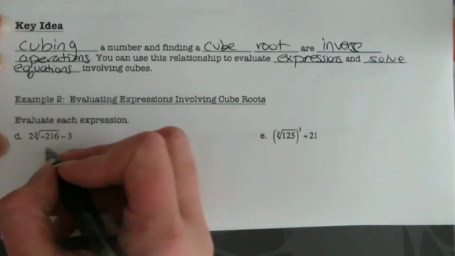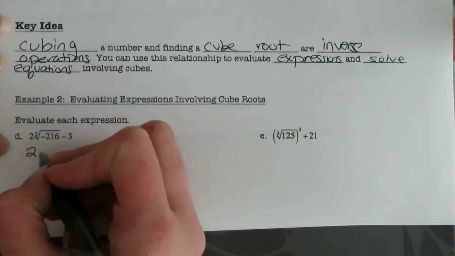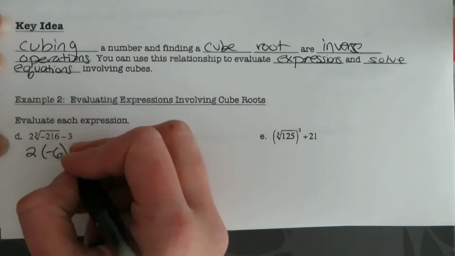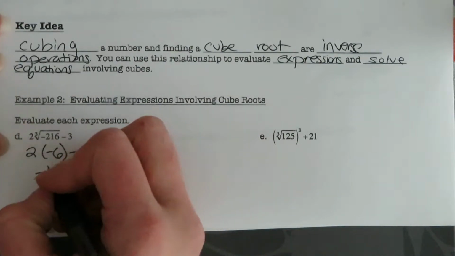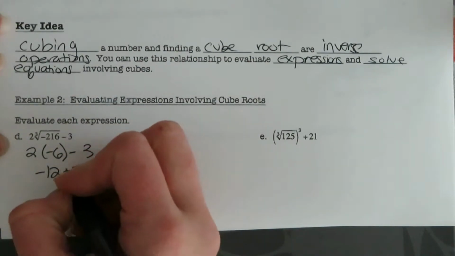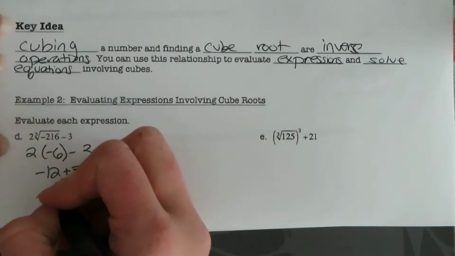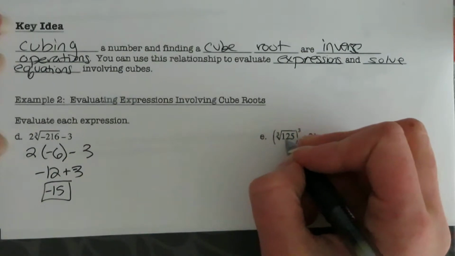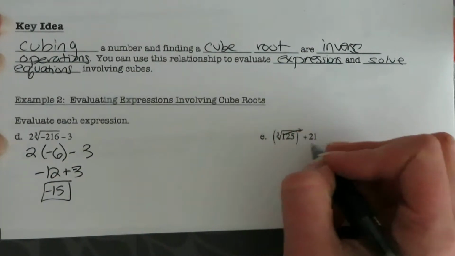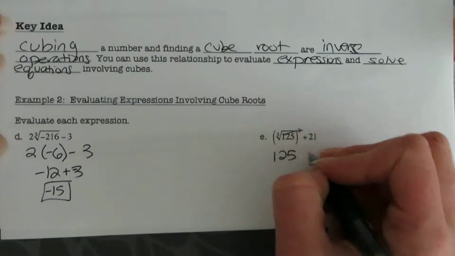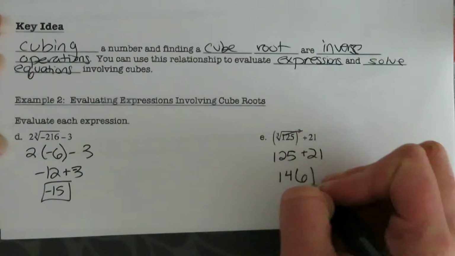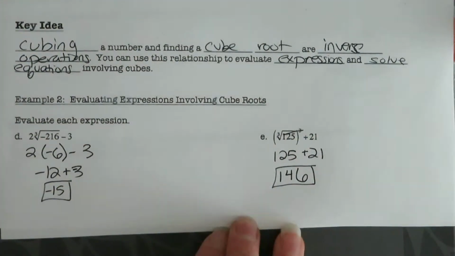We're going to evaluate this. Well, this is 2 times negative 6, because the cube root of negative 216 is negative 6, minus 3. That's negative 12 minus 3. So I'm going to add the opposite. That's going to give me negative 15. Letter E, the cube root of 125 cubed. Well, those two cancel out. You're left with 125 plus 21 gives you 146. All right, let's continue.